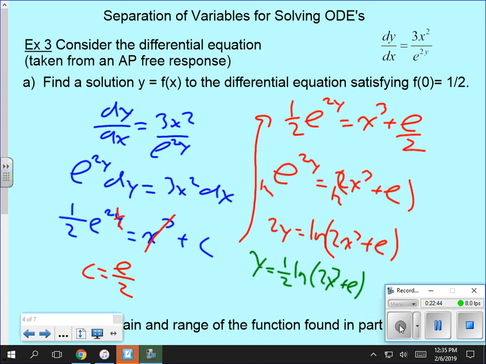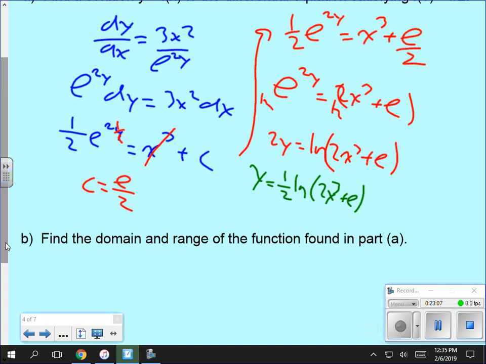And then the question I have is, do I have to worry about an absolute value for the natural logs or not? Because we're not allowed to take the natural log of 0. We're not allowed to take the natural log of a negative number, right? Well, what's my domain? Domain and range is the function found in part A. This goes back to my original condition. x is 0, y is 1/2, is that right?